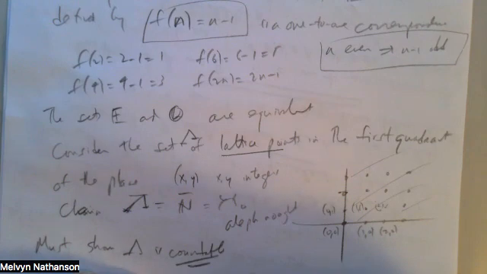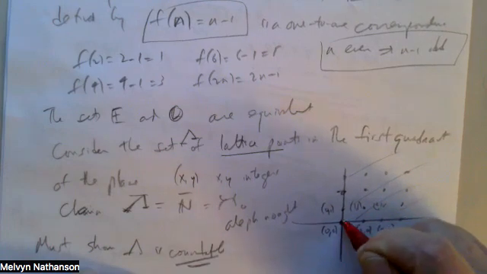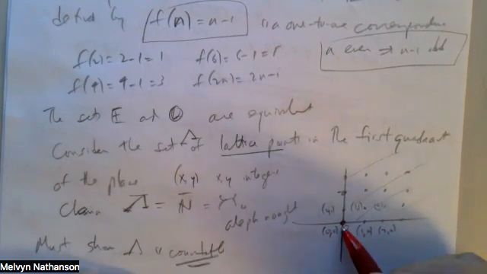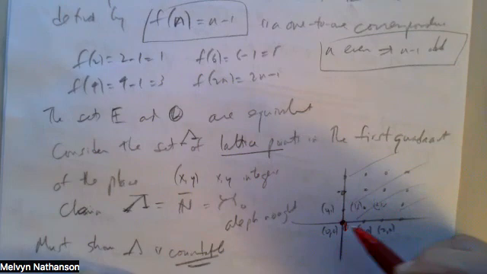Now, here's an example of what you should not do. Let's say we send this point to 0. This is the, sorry, 1. This is the first point.